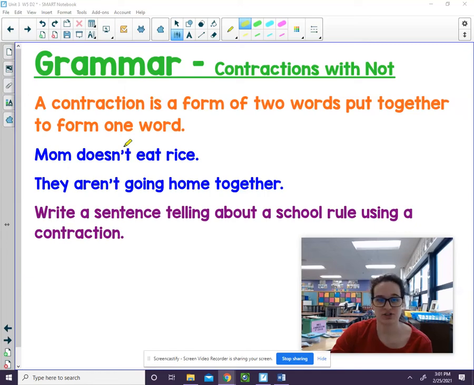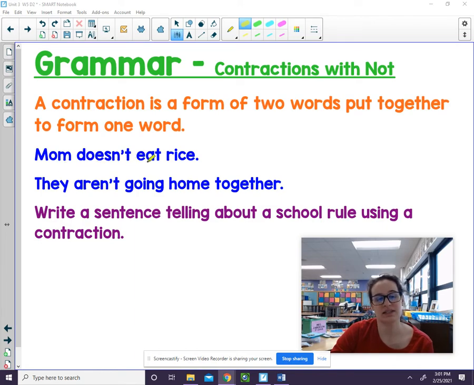Let's review contractions with not. Remember, a contraction is a form of two words put together to form one word. When we form the contraction with not, we get rid of the O and replace it with an apostrophe. I'm going to read the sentence, and I want you to tell me what the contraction is.